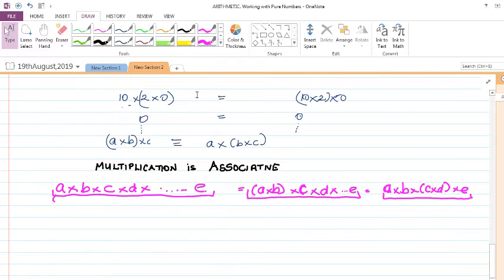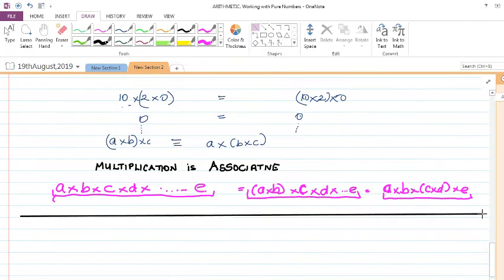Well, addition, let's look at addition now. Looking at addition.